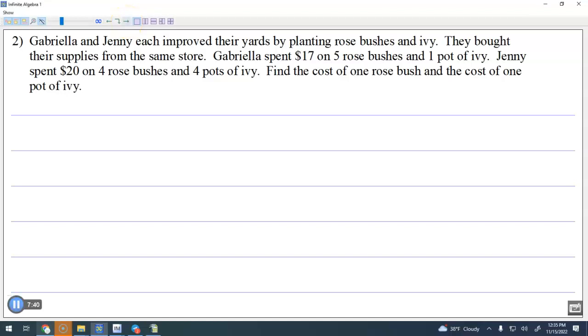All right, so I see $17, 5 rose bushes, and 1 pot of ivy. Well, someone asked for number 2, so I'm gonna do it. If you want to pay attention, great. If you don't, that's okay. Plus 1 pot of ivy, and that's $17. See what I'm doing?